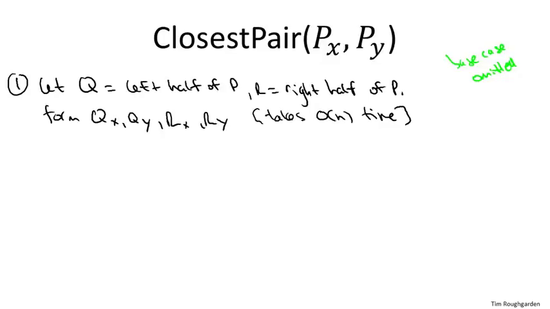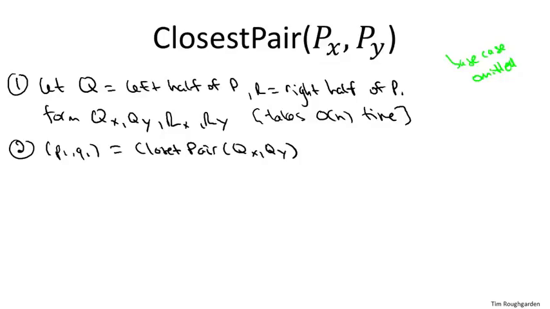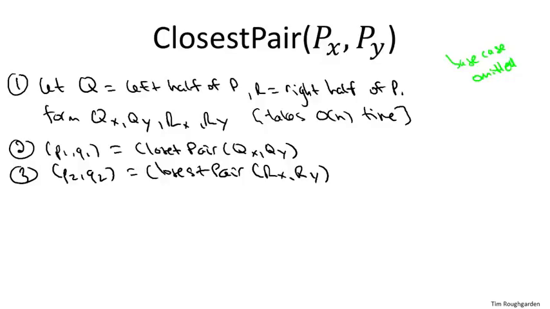Now we just conquer, meaning we recursively call closest pair on each of the two subproblems. When we invoke closest pair on the left half of the points, Q, we're going to get back the closest pair of points amongst those in Q. We're going to call those P1 and Q1. So among all pairs of points that both lie in Q, P1 and Q1 minimize the distance between them. Similarly, we're going to call P2, Q2 the results of the second recursive call. That is, P2 and Q2 are, amongst all pairs of points that both lie in R, the pair that has the minimum Euclidean distance.